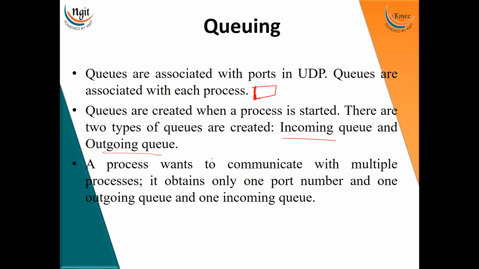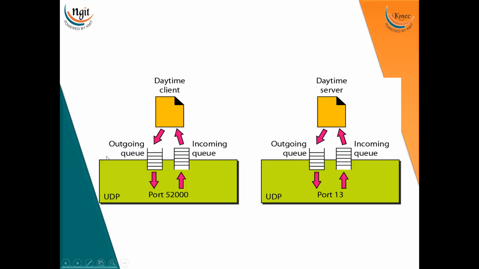If a process wants to communicate with multiple processes, it obtains only one port number, one outgoing queue and one incoming queue. And see here, in the UDP protocol, the client is going to have one outgoing queue and one incoming queue. It is the same at the client side and at the server side.